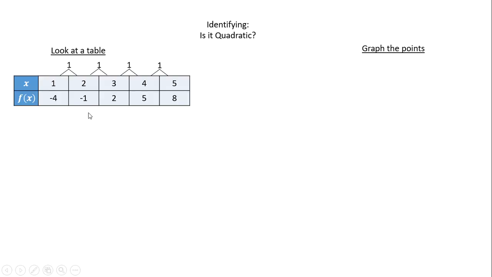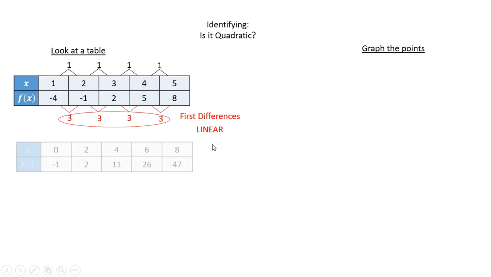Once we've looked at the x values, we can then look to see what the y values are doing. From -4 to -1, it's +3. From -1 to 2, it's +3. 2 to 5 is +3. 5 to 8 is +3. These are what's called the first differences. We can notice that these numbers are all the same. If the first differences are all the same, that means this function is linear. Notice the slopes: 3 divided by 1, 3 divided by 1, 3 divided by 1, 3 divided by 1. A linear function is a function where the slopes are all the same. And so, this one's linear. Is it quadratic? No, it's linear.